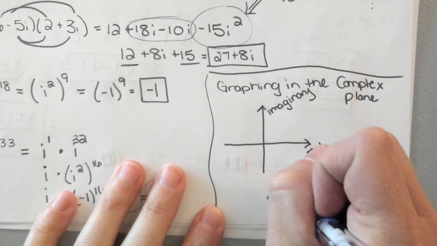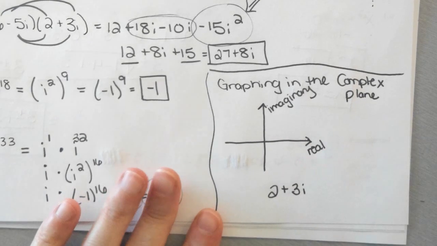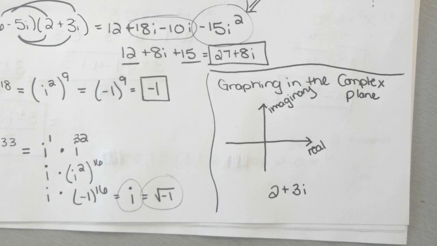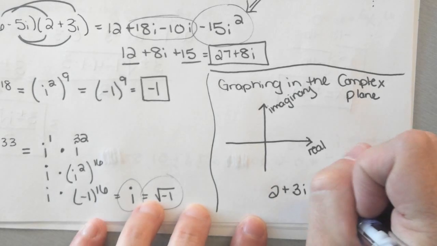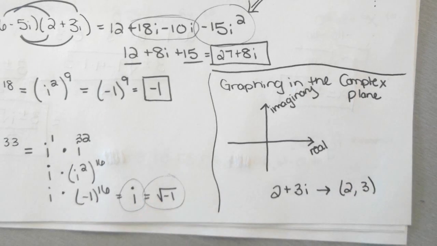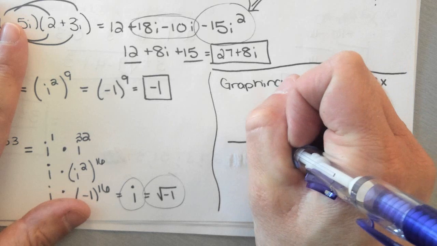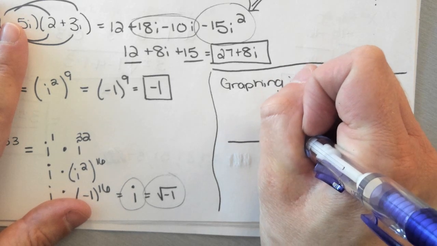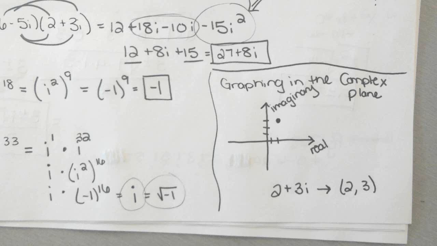If you come across a complex number like 2 plus 3i, and you're asked to graph it, this matches to the ordered pair 2, 3. So you take your real, and then it's comma, the coefficient of your imaginary. Over 2, up 3. So I've got my ordered pair right here. If I wanted to graph 2 plus 3i in the complex plane, that's where it would be.